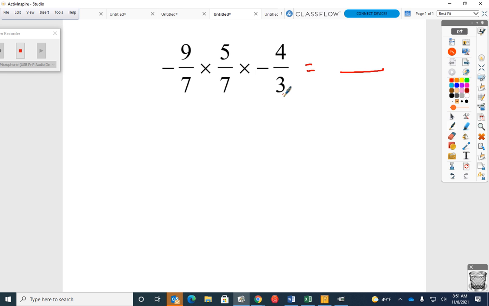3 goes into both 3 and 9, right? So if I divide this by 3 and this by 3, what is 3 divided by 3? 1. And what is 9 divided by 3? 3. Okay, so now I have a 5 here. Can I do anything with that? No. I have a 4 here. Can I do anything with that? I can't do any more simplifying. So what must I do now? Just go multiply. And I've already dealt with the sign, so I don't have to worry about positives and negatives, do I?